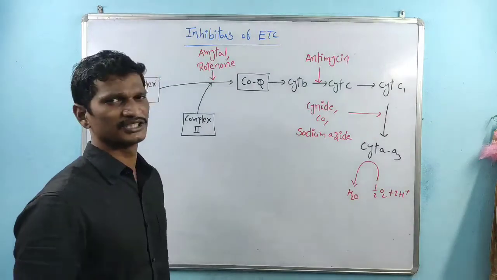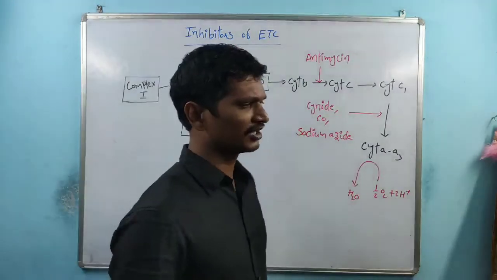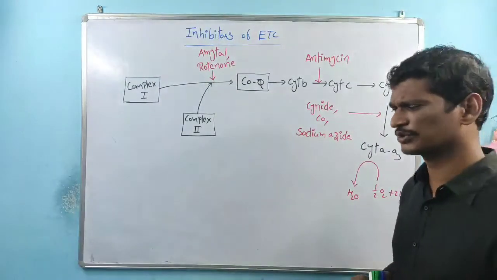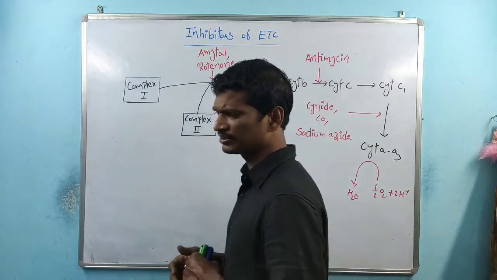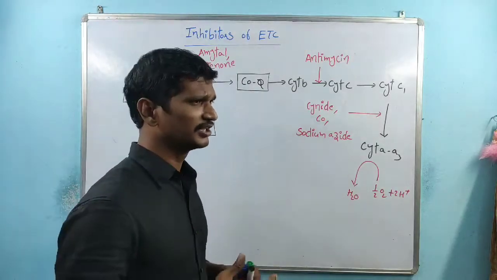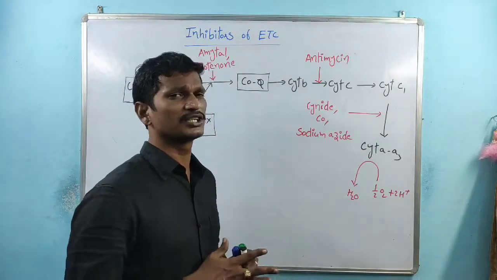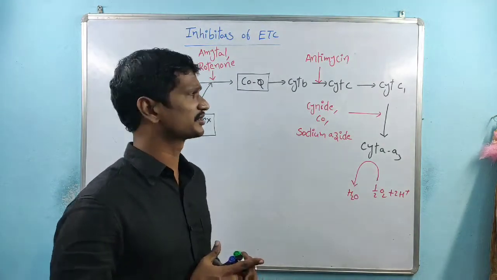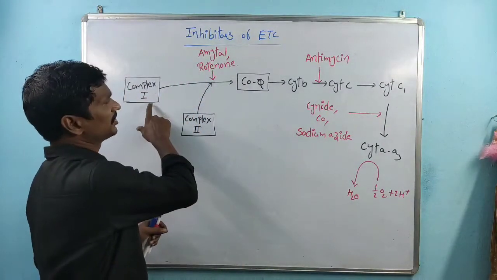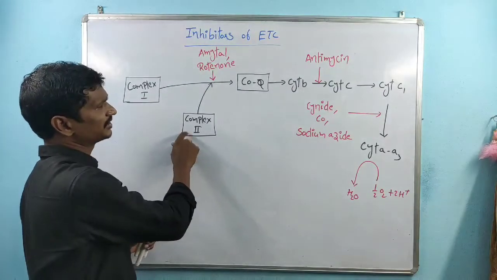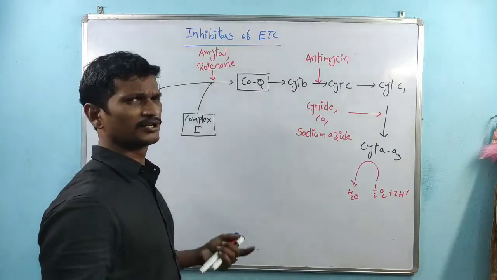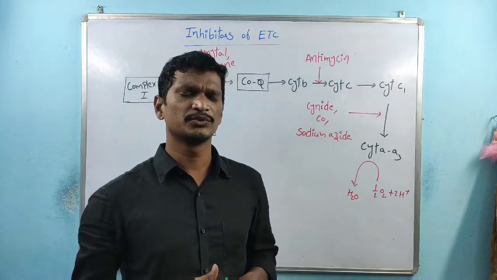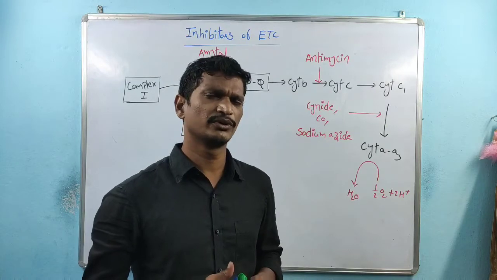After the synthesis of ATP, the next topic is the inhibitors of the electron transport chain. These inhibitors block the transportation of electrons. Here complex 1 and complex 2 are involved, and both interact with coenzyme Q. This is also called ubiquinone.